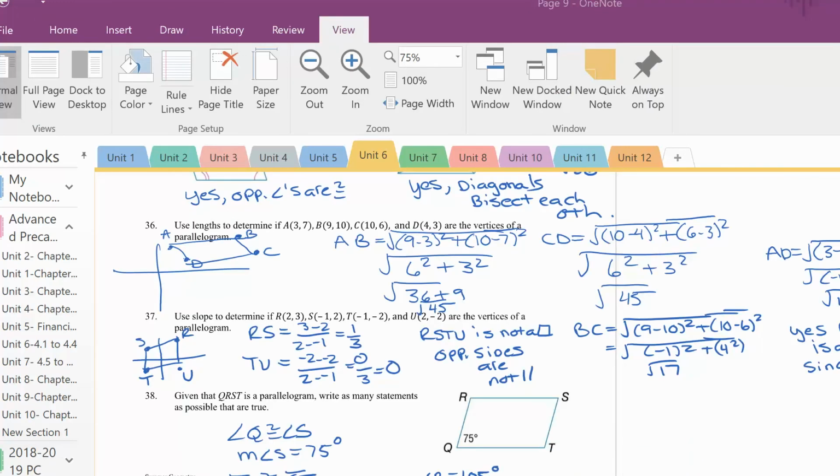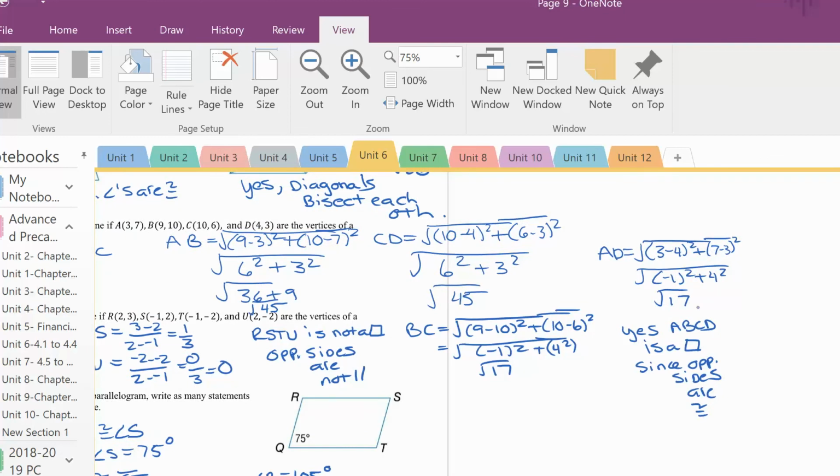All right, I had to make it a little smaller to fit everything in, but in 36, AB is the square root of 45, CD is the square root of 45, BC is the square root of 17, and then AD is the square root of 17. So yes, ABCD is a parallelogram since the opposite sides are congruent.